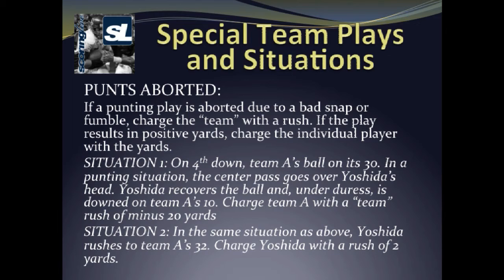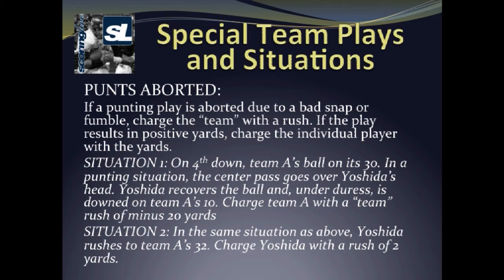Situation 2. Yoshida rushes to the 32-yard line. So he goes from the 30 to the 32-yard line. Since it's positive yards, we're going to give Yoshida a rush of 2 yards. Okay? Any questions on that? That is a lot of material to go over.